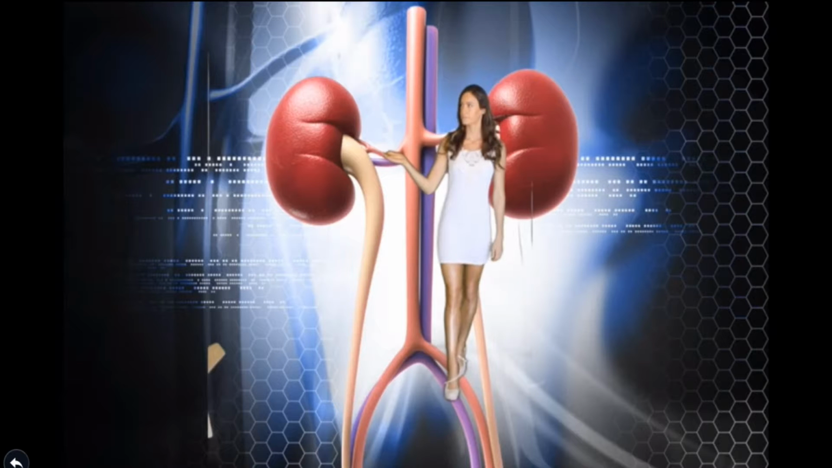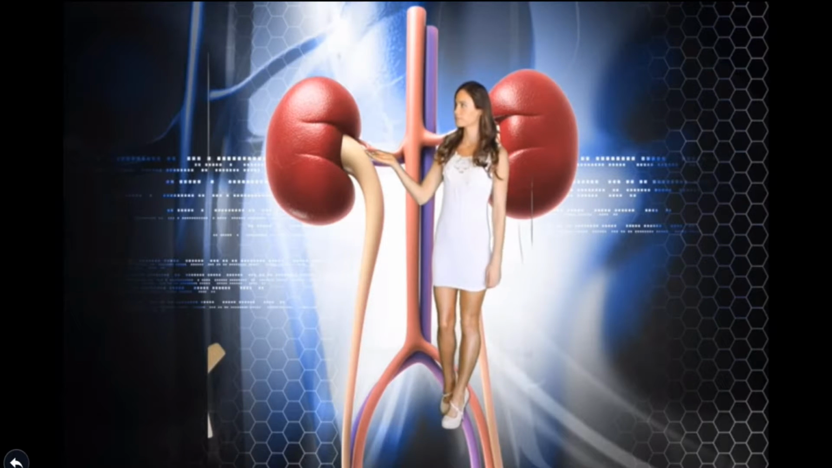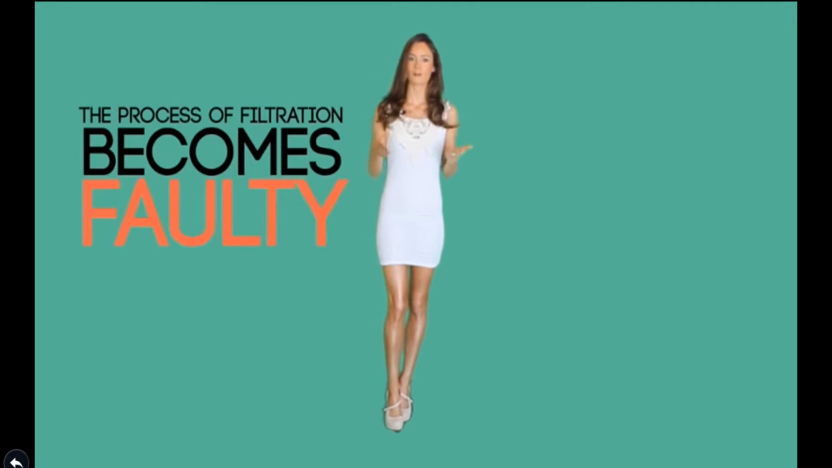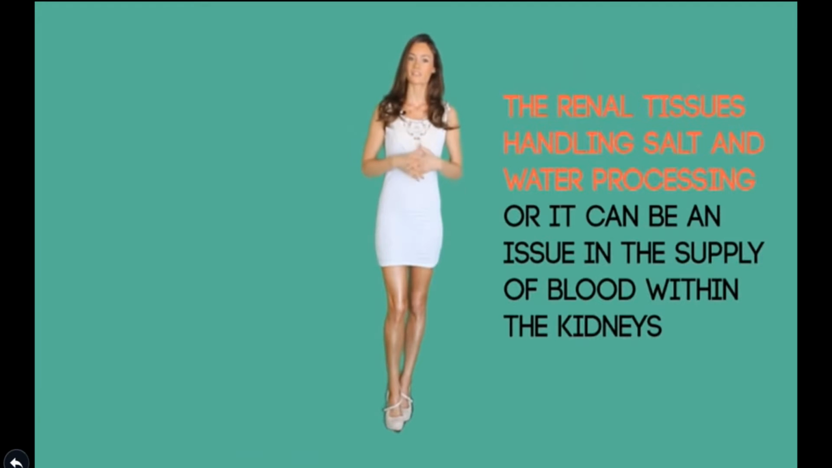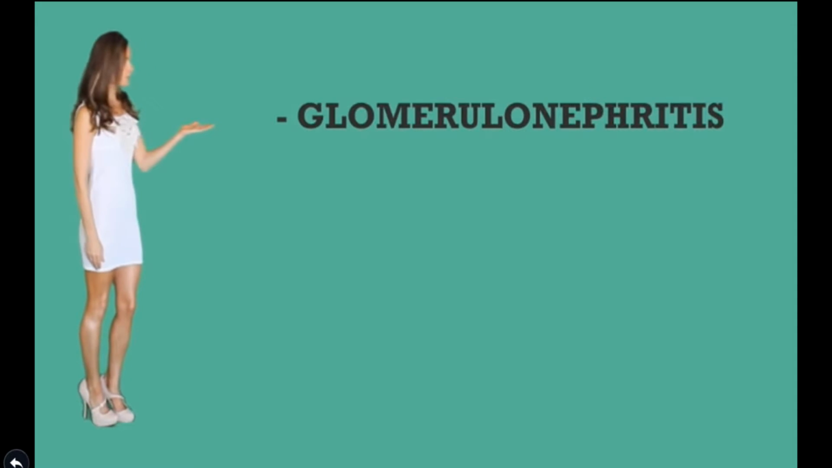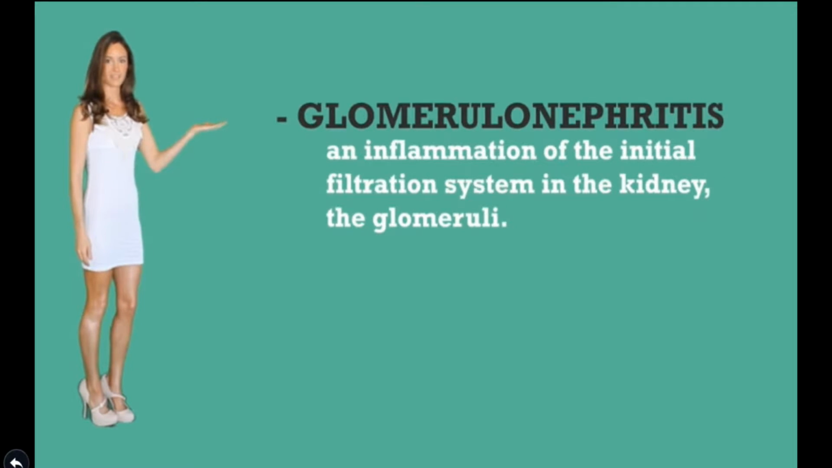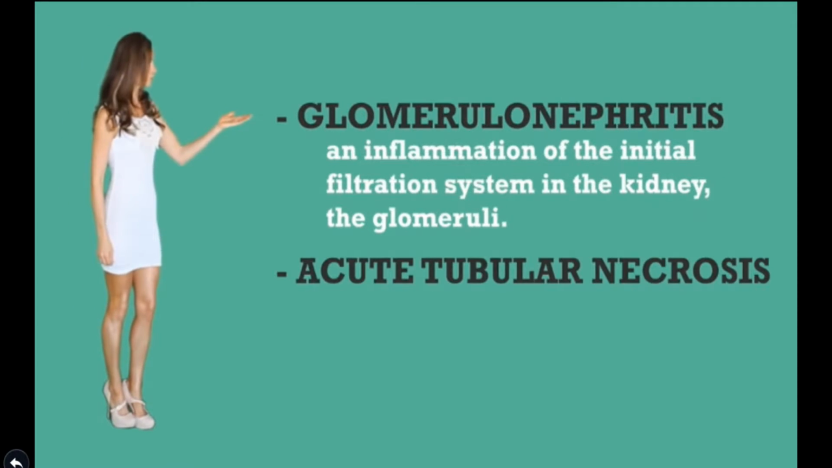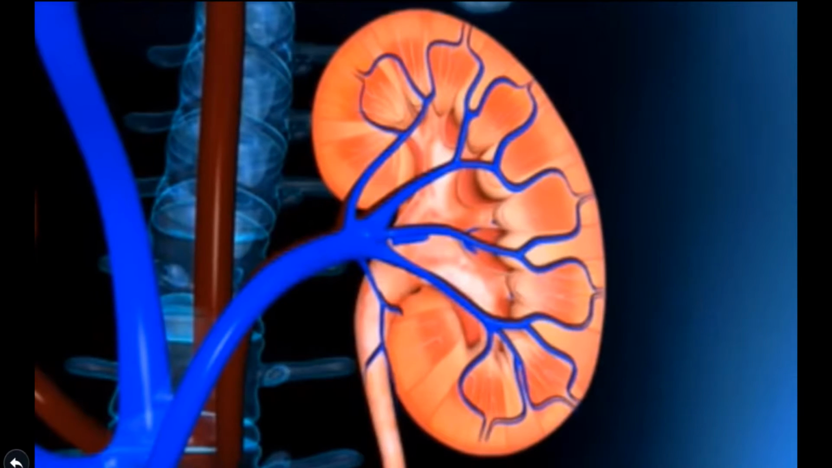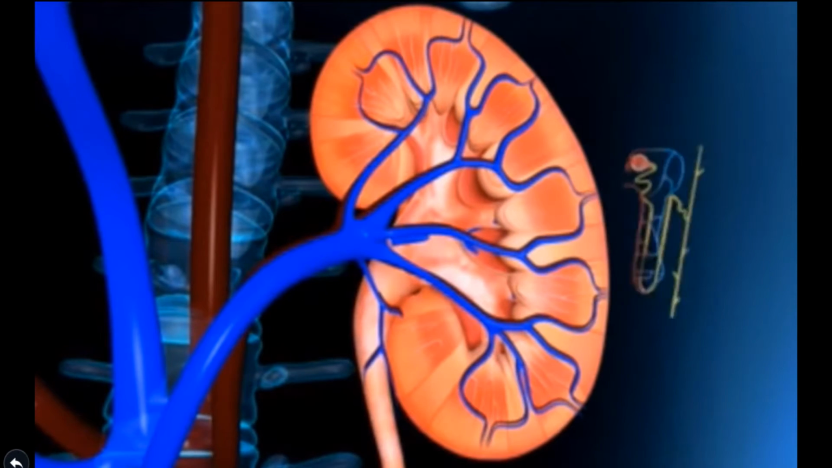Intrinsic. In intrinsic kidney failure, the problem lies in the kidney itself, due to which the process of filtration becomes faulty or ineffective. It can be a problem in the renal tissues handling salt and water processing, or it can be an issue in the supply of blood within the kidneys. These problems can arise due to glomerulonephritis, which is an inflammation of the initial filtration system in the kidney, the glomeruli. Acute tubular necrosis, in which the tubule cells stop functioning and eventually die.